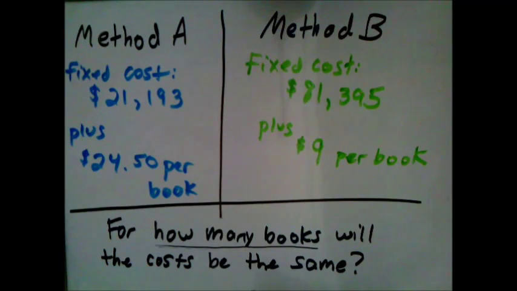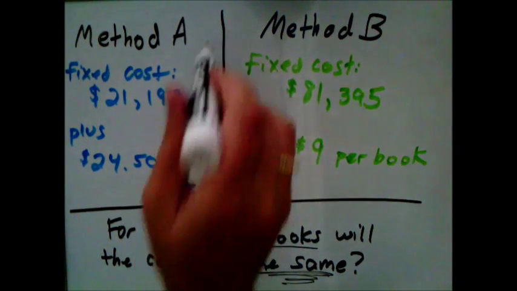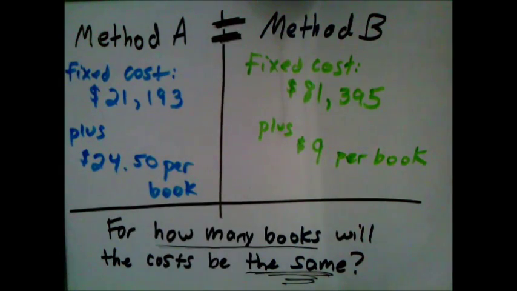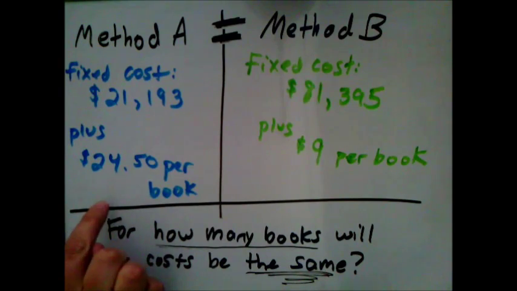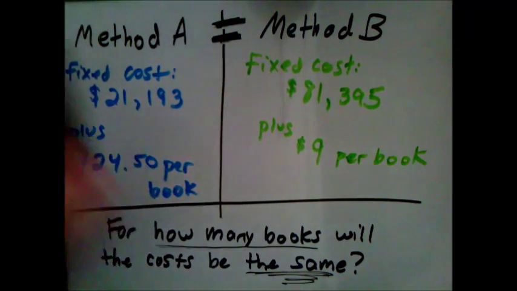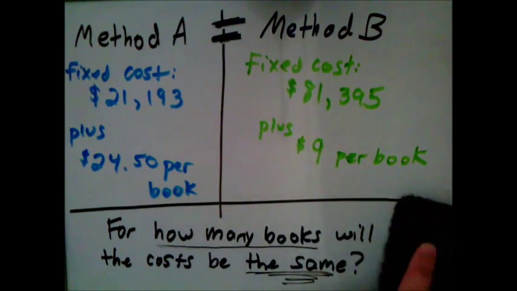And when they say the cost will be the same, that's an interesting keyword, because what they're asking is, when is this the same as this? When are these two methods going to be equal? There's some point where it doesn't matter which one you do. After that, this one's cheaper, and before that amount of books, or less than that amount of books, the other one's cheaper. So let's see if we can write a cost for each of them, and now we know we're setting them equal.